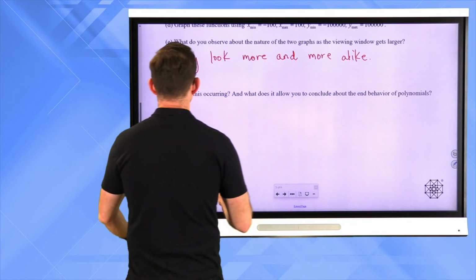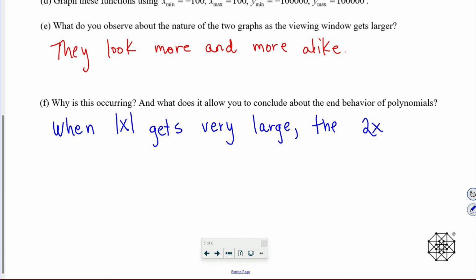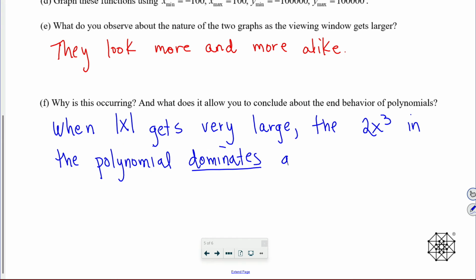So why is this occurring? When, maybe I'll say the absolute value of x gets very large, the 2x cubed in the polynomial dominates all other terms.